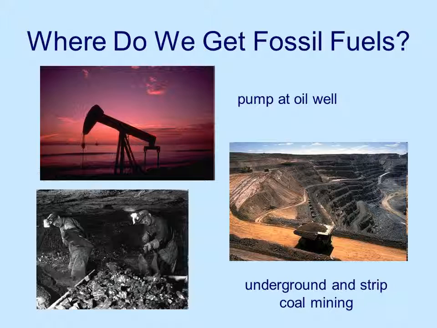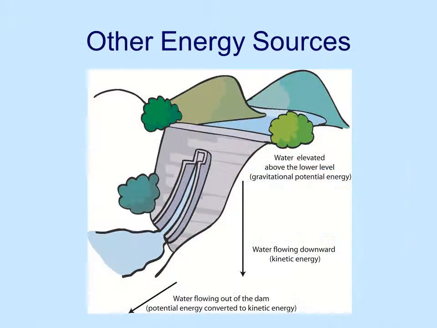Now, where do we get them? Well, we can get them a variety of ways. We can pump at the oil well. We can pump oil and gas out of the ground. We can get coal from underground mining, from strip coal mining. These approaches have some environmental problems with them, particularly strip mining, but this is how we get fossil fuels.